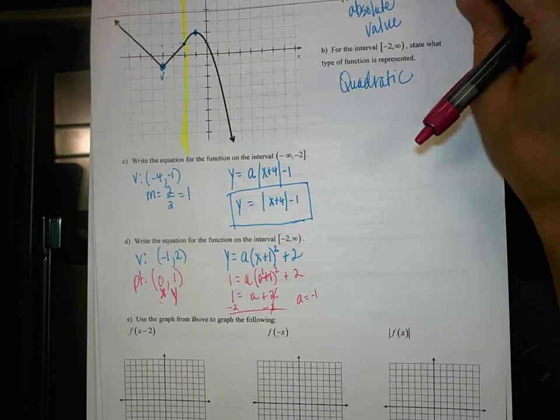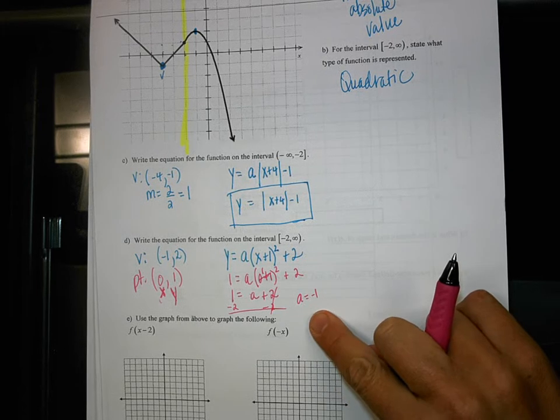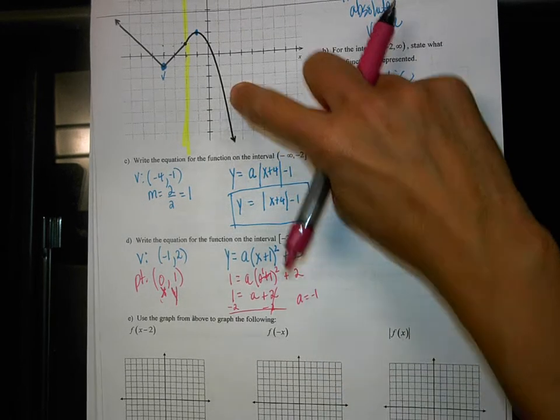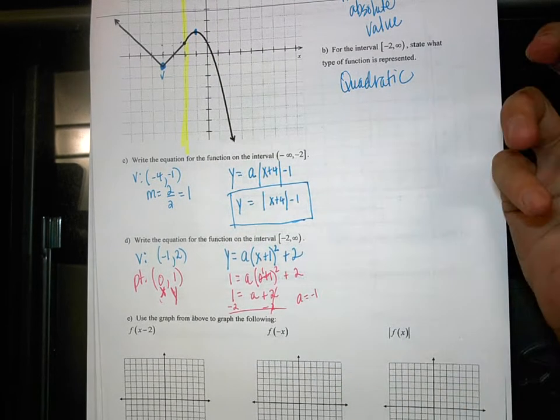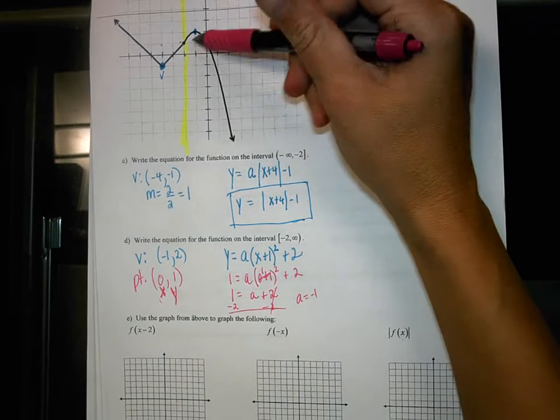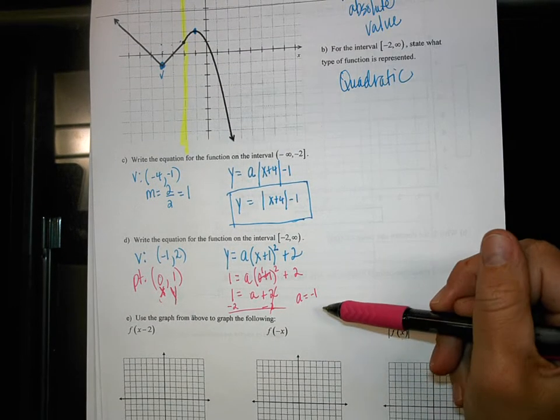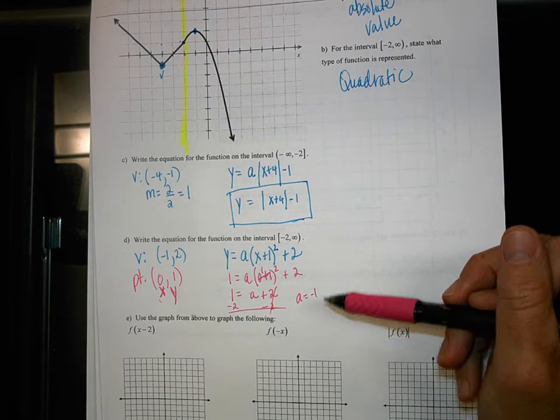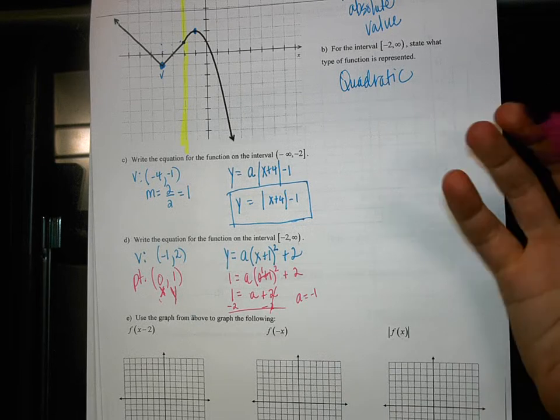Always check your answers to see if they make sense. Does it make sense that my a value is negative? Is this curving down? Yeah. So if this is curving down, this should be negative. If it isn't, you messed up, which means you probably forgot to have that be squared or something like that. So always double check.